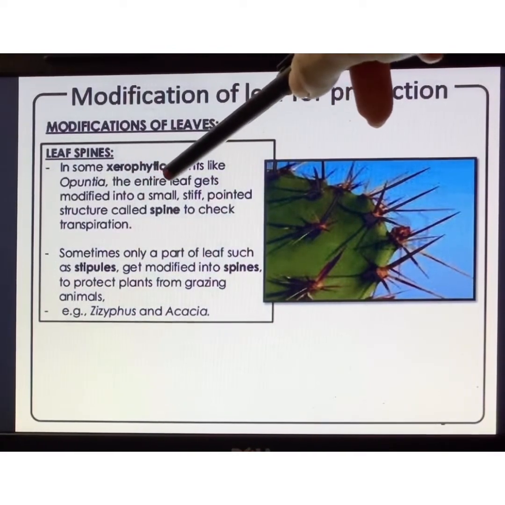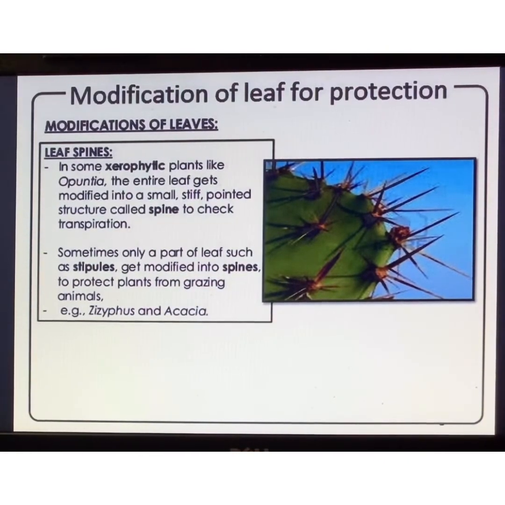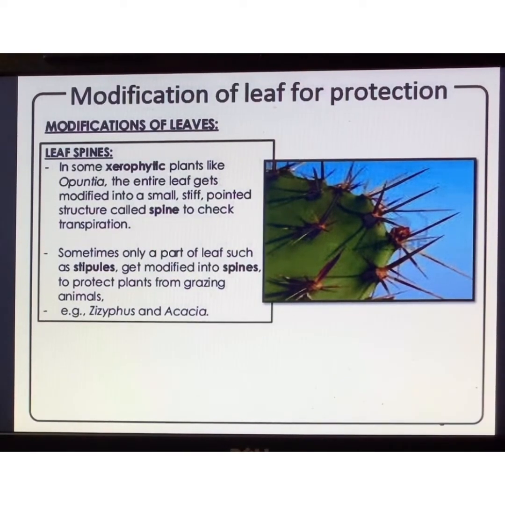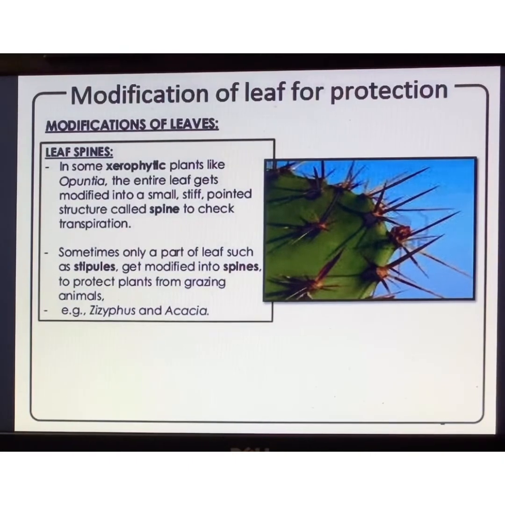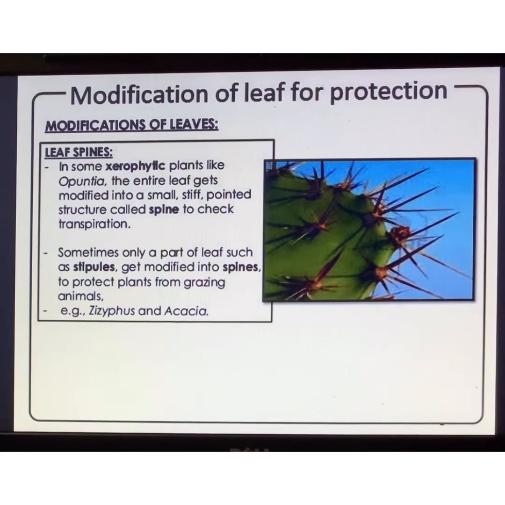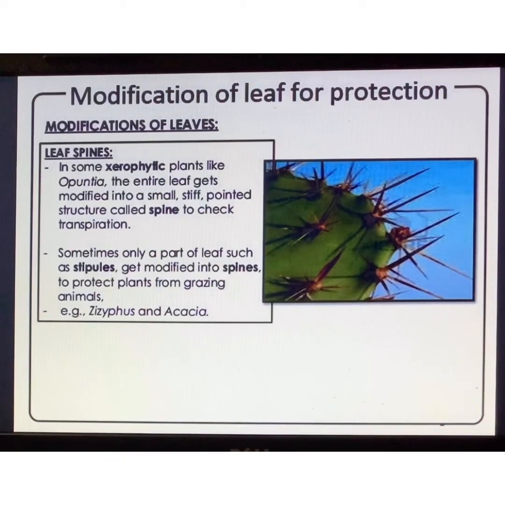In some xerophytic plants, now the word xerophytic is not there in the textbook, but I want you to know. I'm not able to recollect whether we have come across this term in the grade 5 adaptation chapter, but even if it was not there, you can note it down. Xerophytes are those plants growing in desert and semi-desert areas, meaning the areas where there's lack of water, there's dearth of water. The plants growing there are called xerophytes or xerophytic plants. Now the example given here is of opuntia.